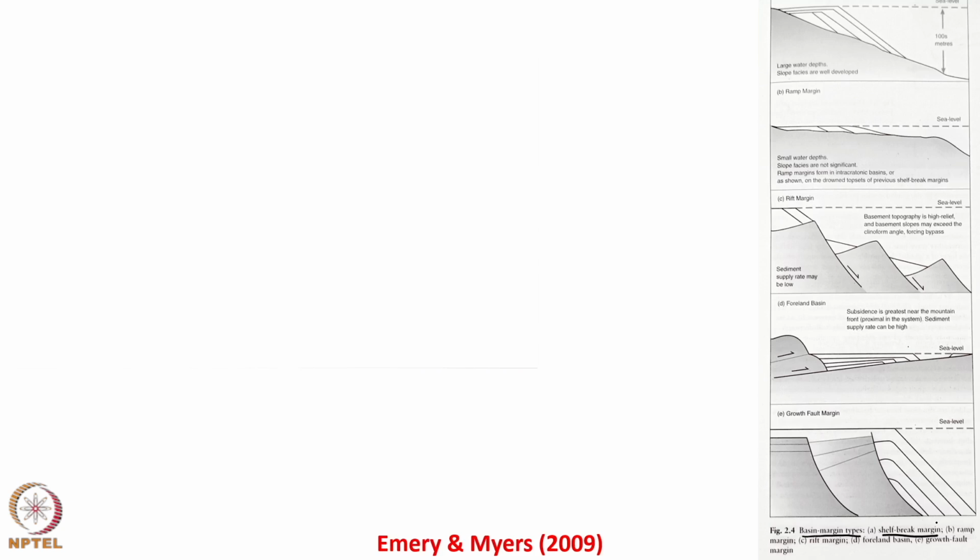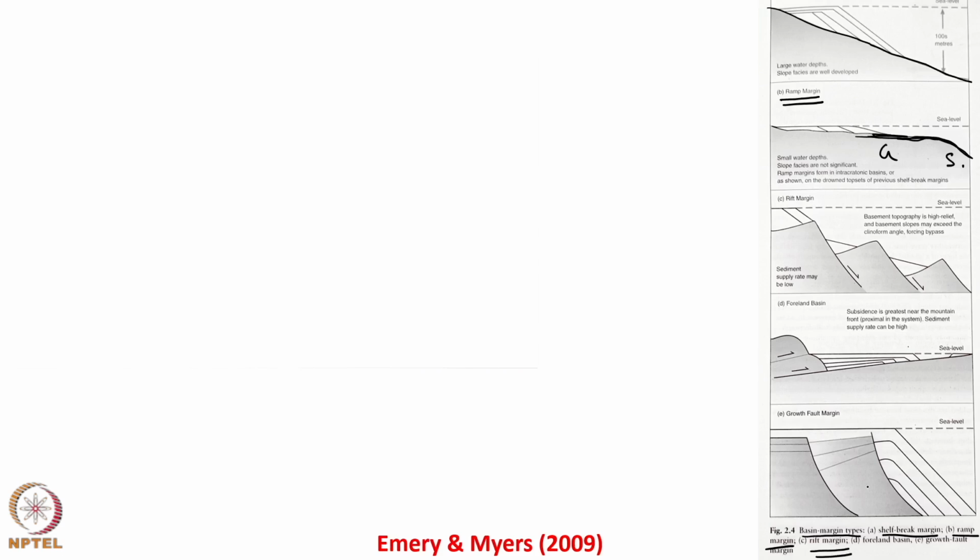Shelf break margin. This is a case where there is no drastic change in curvature on the slope. There is no drastic change in the slope, but if there is a sharp change, we call it a ramp margin. For example, from here to there is a significant change in slope. Here it is gentle slope, whereas here it is a steep slope. Such margins are known as the ramp margin.